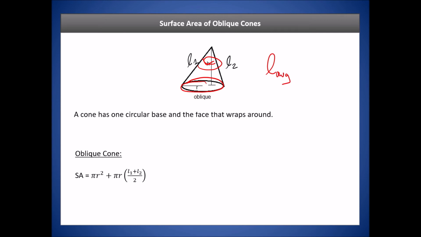So the surface area of an oblique cone is pi r squared plus pi r times the average slant height. The L is not just L, it's the average L. So you have to add up the two slant heights and divide by 2. And that's how you would find the surface area of the oblique cone.